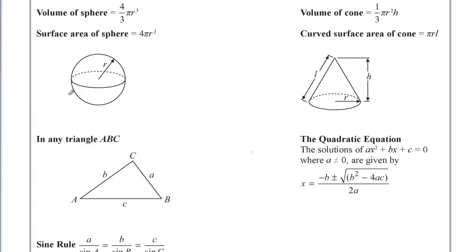And then we've got these ones, volume of a sphere, well, there's your volume, and the surface area is all around the outside, of course. And we've got volume of a cone, and this one's important, the curved surface area of a cone. That's just this area around the outside here, not the base.